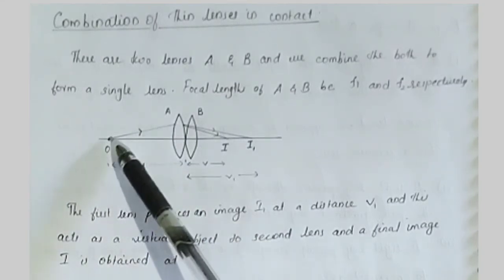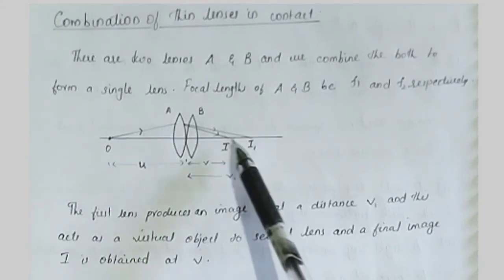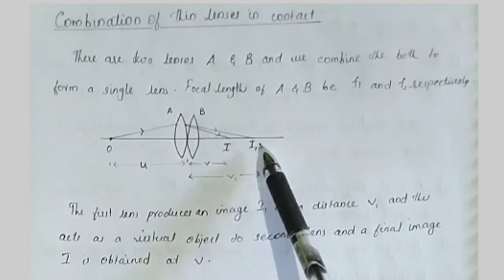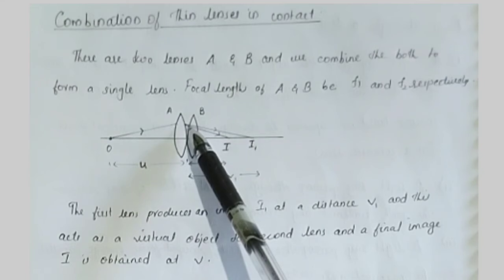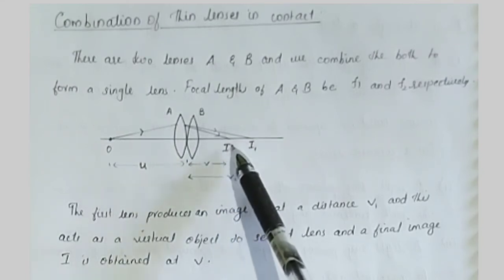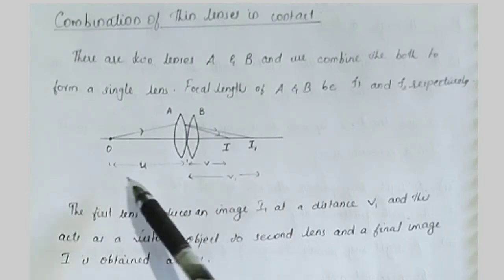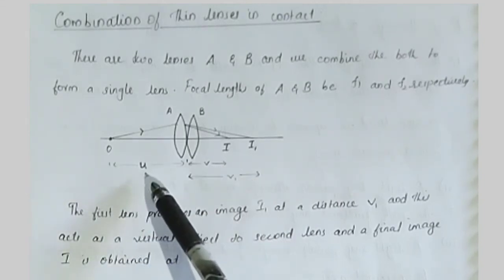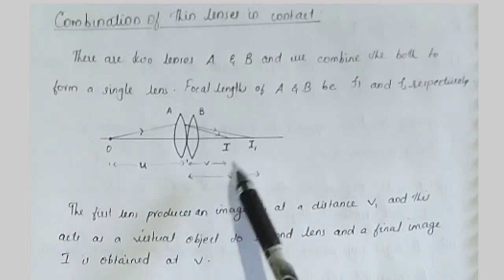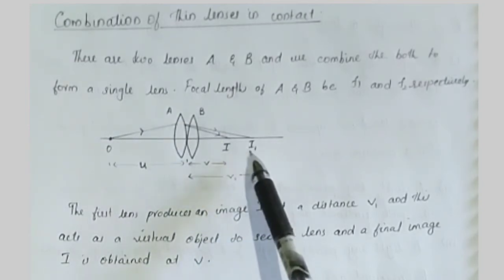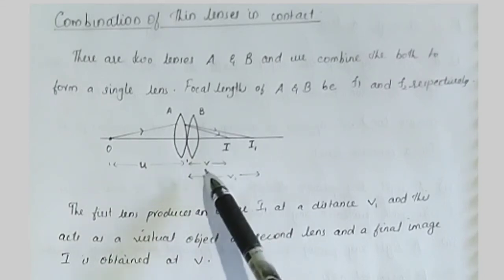So the light ray from an object undergoes refraction through the first lens, and we obtain an image I1 which acts as a virtual object for the second lens, and after refraction we obtain a final image I which is at a distance v. Let the object distance be u, the image distance from the first lens, that is the image distance of I1, be v1, and the image distance of the final image I be v.